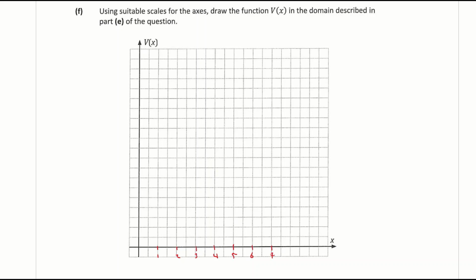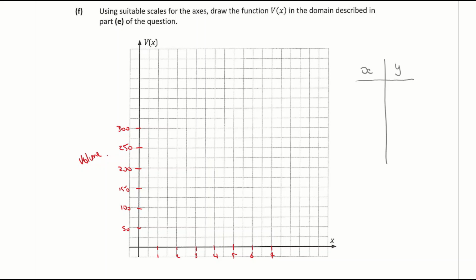And what are we going up to? We got a maximum volume, I think, of about 263 from part D. So we need to go up, maybe let's go up in 50s just to keep it simple. So we have 50, 100, 150, 200, 250, and 300. So that's my volume of the box here. And let's look at a little table here. Let's look at putting in a value for x and what value we get out for y, for volume.